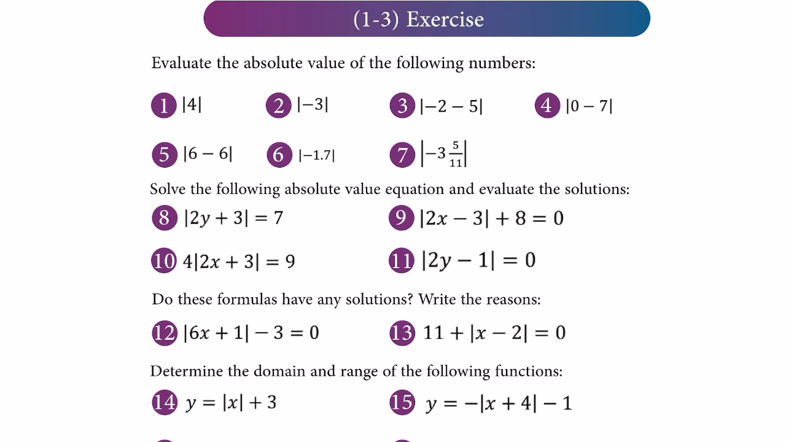Here the answer is 4, negative 3 becomes 3. This one, both negative, you add them, you get 7. This one you get 7. This one you get 0. This one becomes 1.7. This one you just bring it down like that, or you can write it as 11, 33 plus 5, you get 38.